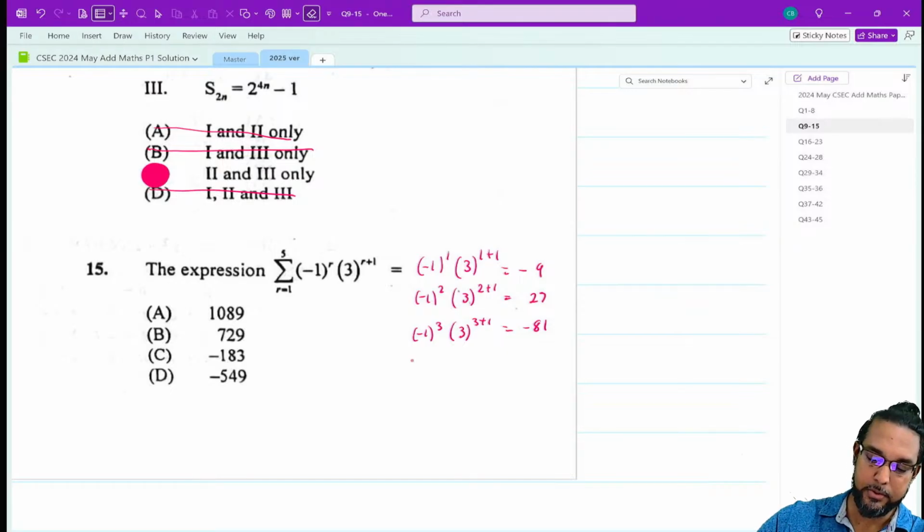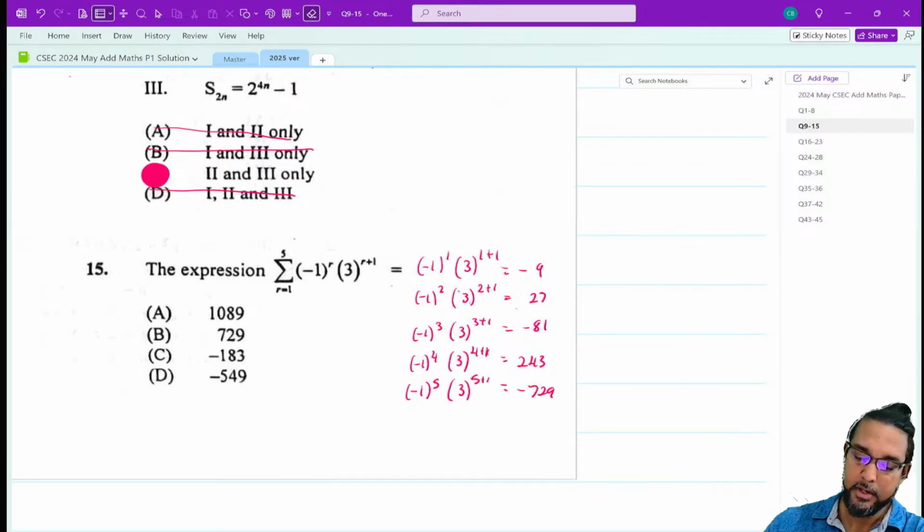So right away here, we don't have to finish the rest, you know. We could, if you want, just for illustrative purposes, we could do that. But that's the longer way. But I guess it depends on how you define long. 3 to the power 5 is 243, and then minus 1 to the power 4 is just positive 1, so you have 243. And minus 1 to the power 5, you have 3 to the 5 plus 1, which will give us minus 729. So clearly here the negatives are way bigger than the positives. Right? So option A and option B are out, and I feel that option C is too small and negative too, right? So option D it clearly is, right?